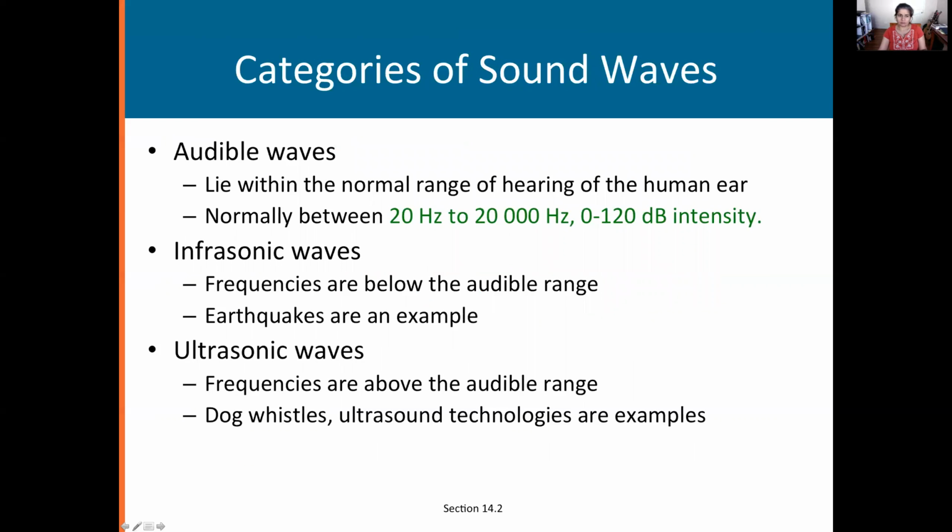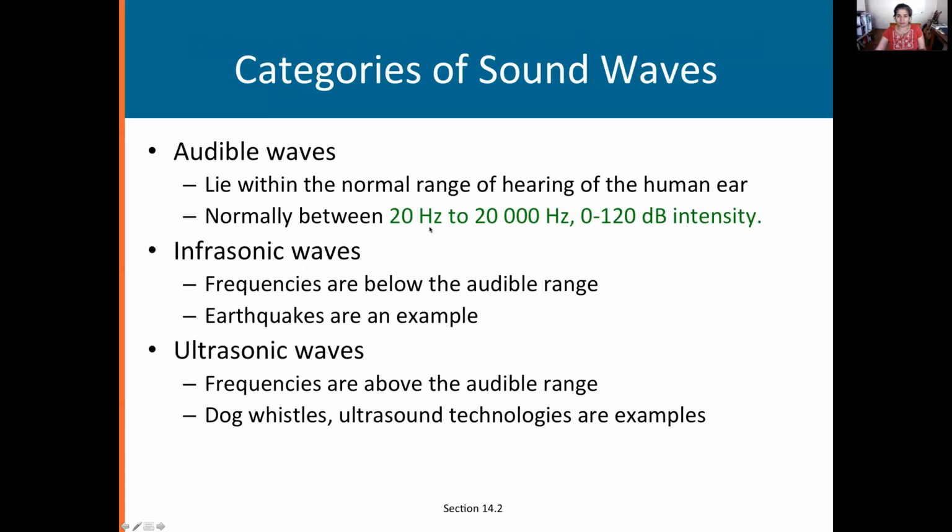Okay, so certain categories about sound waves. Audible waves, which are audible to us, we're always talking in terms of human beings, okay? So we can hear frequencies that lie in the range of 20 hertz to 20,000 hertz, okay? So something below 20 hertz is inaudible to us. Something above 20,000 hertz is inaudible to us.